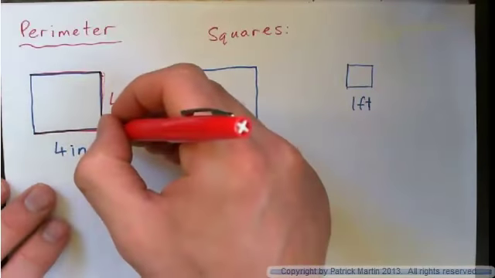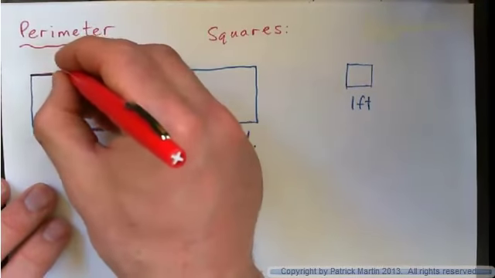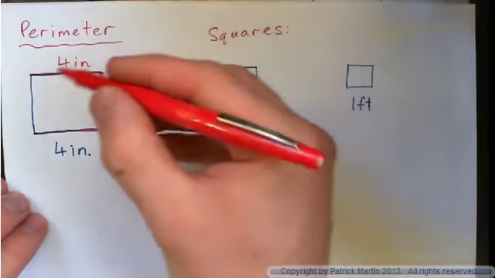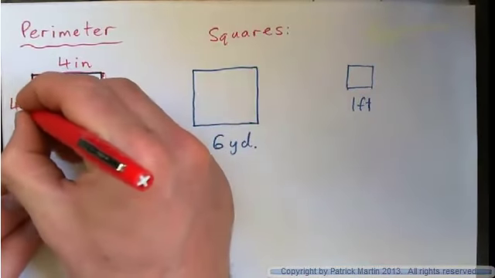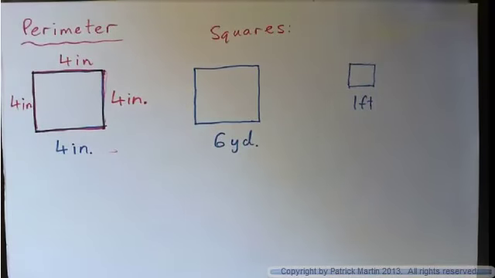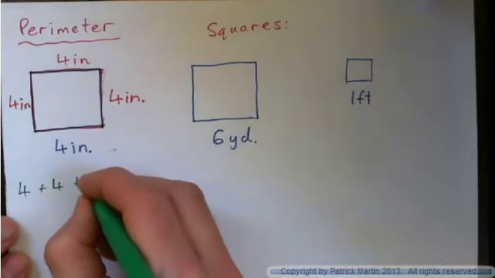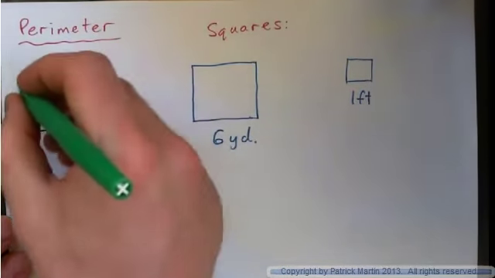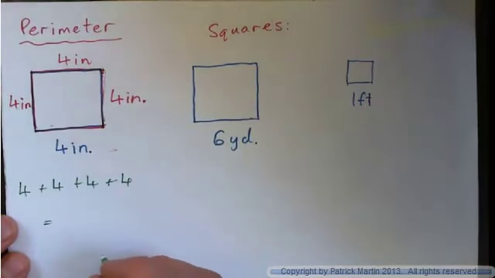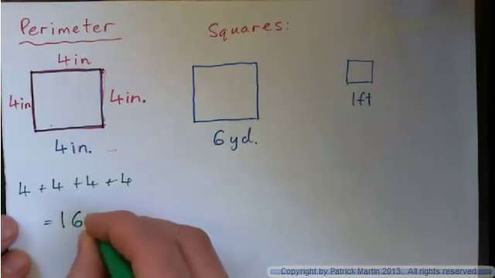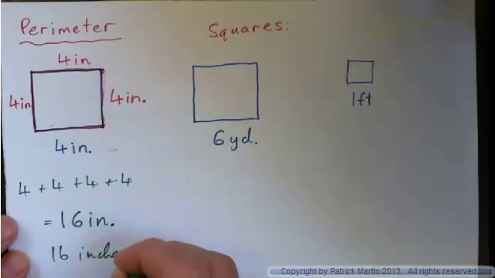So you're going to walk here. That's 4 inches. Walk along here. That's another 4 inches. Now we're going to walk along here. That's another 4 inches, isn't it? And of course, we forgot about this side. How far is this side? That's another 4 inches. So the perimeter, if I was to write it all out, is 4 inches plus 4 inches, plus 4 inches plus 4 inches. This, and this, right? And that makes 16 inches. Inches, right? 16 inches. Okay.